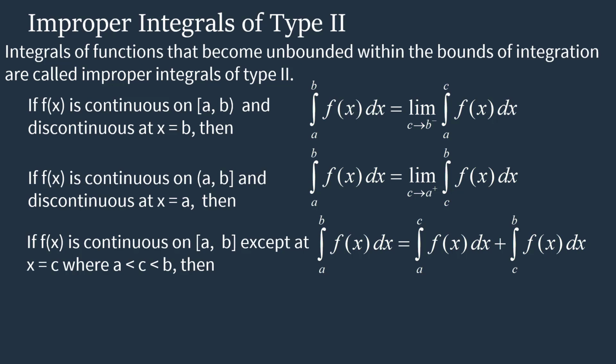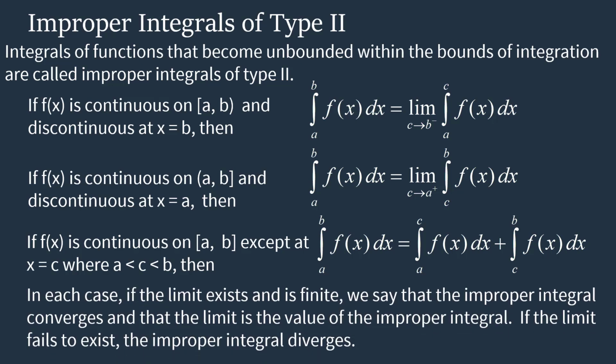If you have a continuous function, but it's not continuous at some value inside the interval, then we can still define the definite integral from a to b of f of x dx as the sum of two other improper integrals, where it's broken up at the discontinuity. In each case, if the limit exists and is finite, we then say the improper integral converges, and that the limit is the value of the improper integral. If the limit fails to exist, then we just say the improper integral diverges.